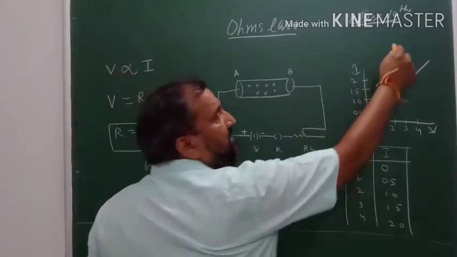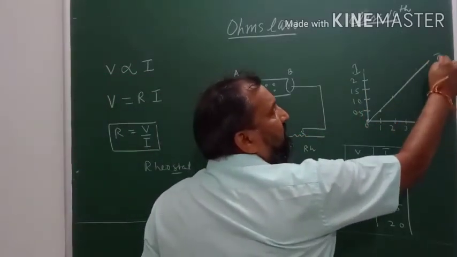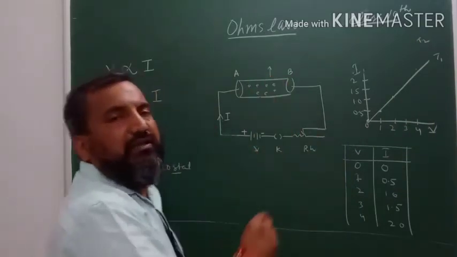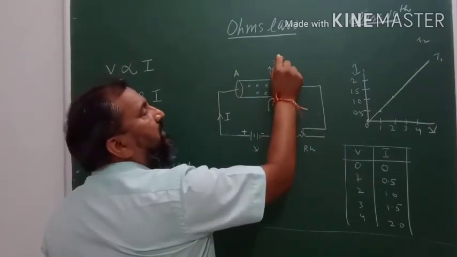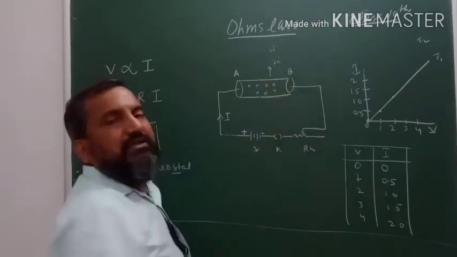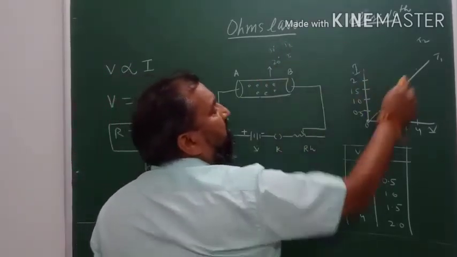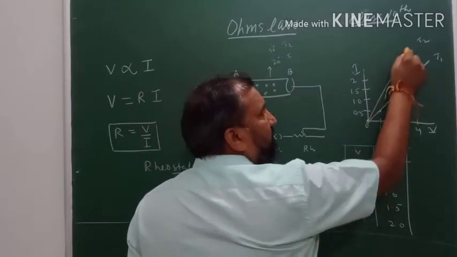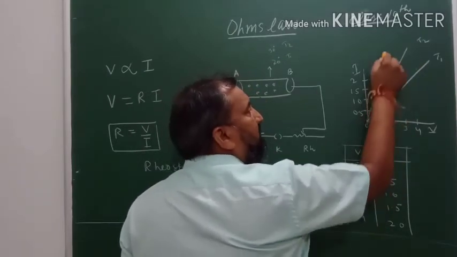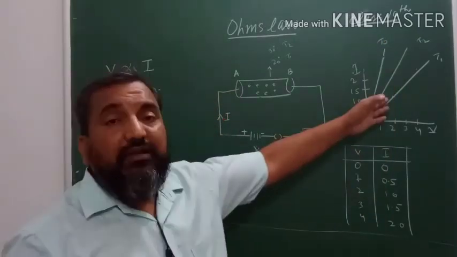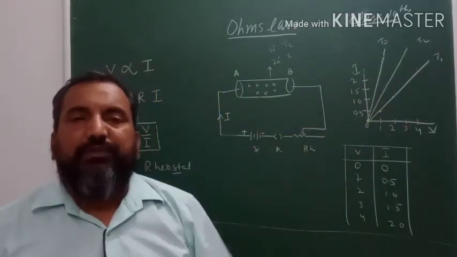If you change the temperature from T1 to T2, if you increase the temperature, initially suppose it is 20 degrees, now it makes 30 degrees. So you have changed the temperature from T1 to T2. So this will become T2. Then this is T3. So these are the graphs at different fixed temperatures.